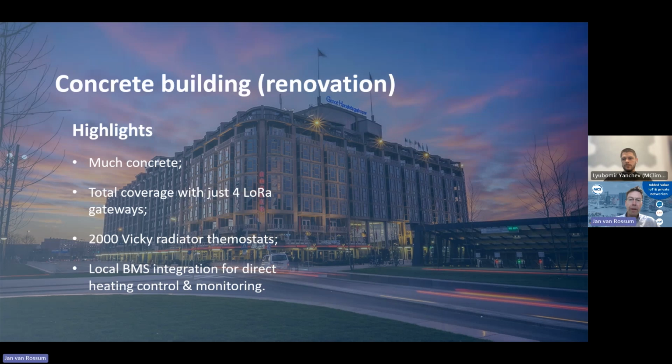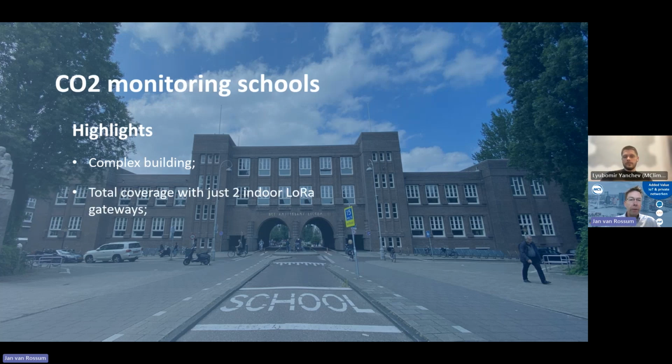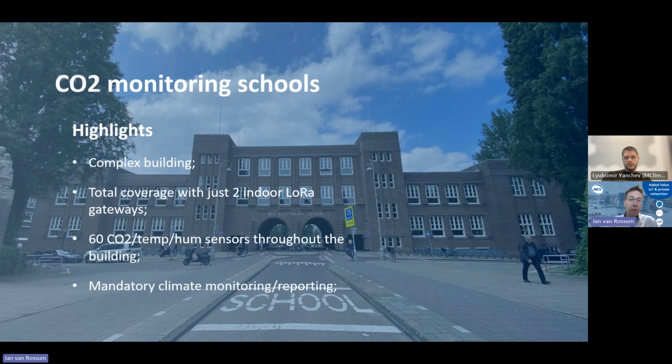Another example is a school, and I picked this example because the building itself is pretty complex, and also pretty old. So getting new cables in there would be very costly, but with just 2 indoor gateways, we could cover the whole area, and we now read out 60 CO2, temperature and humidity sensors throughout the whole building. So as you can see, this is a pretty cost-effective way of monitoring and complying to the new needs and even to the new European directive.